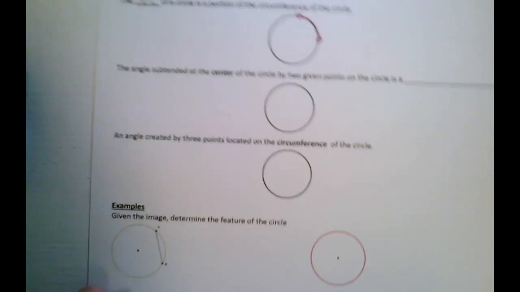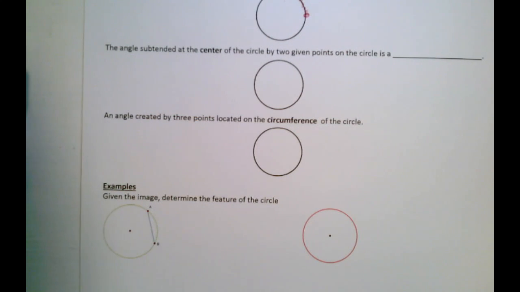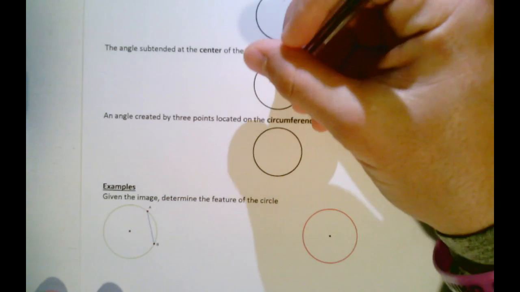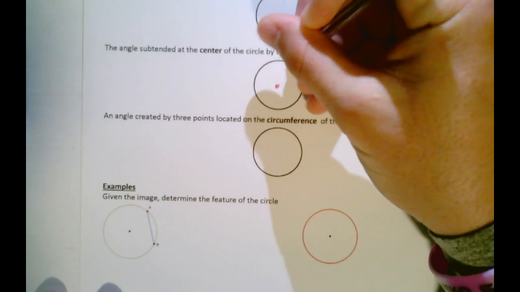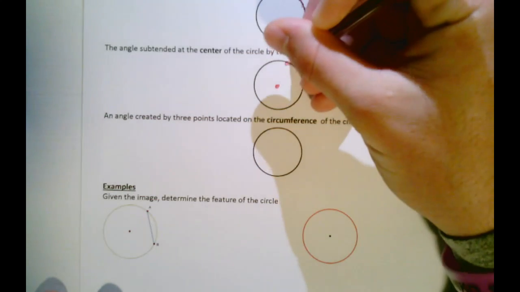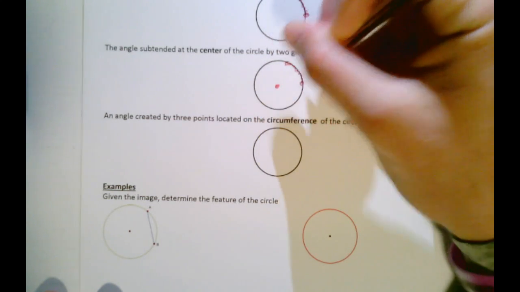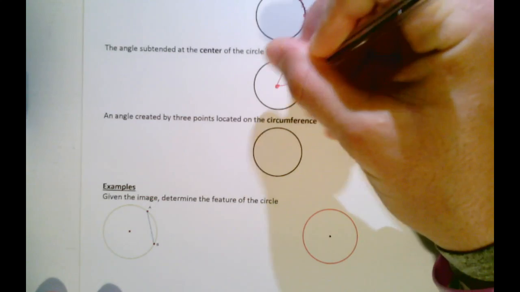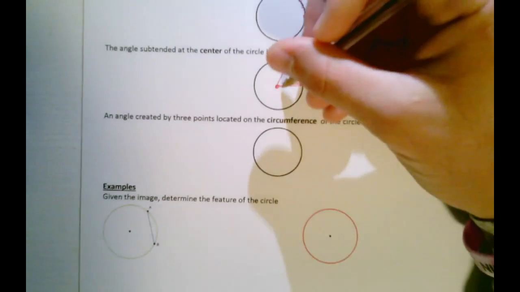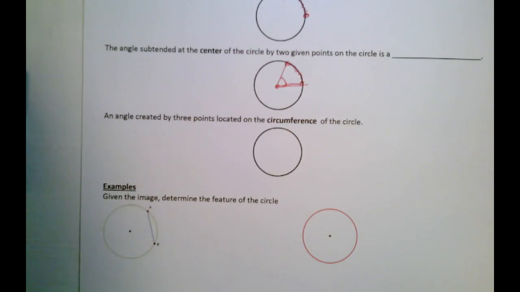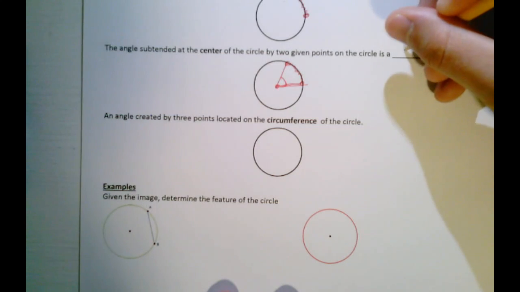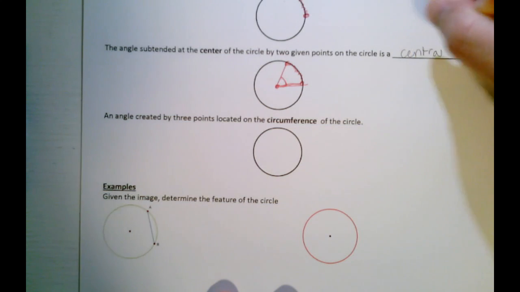Let's say, for instance, the angle subtended at the center of the circle by the two given points of the circle, meaning that if I took that image and I had a center, let's use that same arc from before. This angle right in here is going to be considered a central angle.